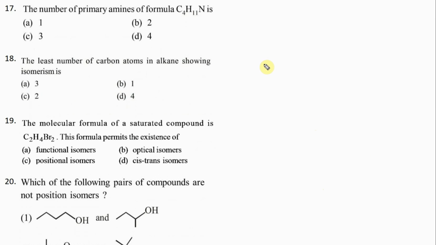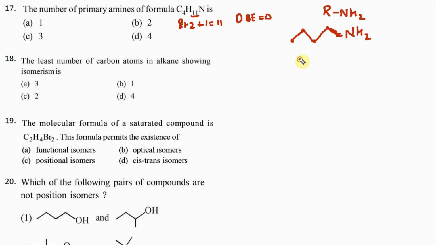Question number 17. The number of primary amines of the formula. First thing we want to again figure out is double bond equivalent. How much will it be? 2 times 4 is 8 plus 2 plus 1 nitrogen. 8, 9, 10, 11. So no double bond equivalent. Okay, DBE is 0. Now that I know, I want primary amine. Primary amine is nothing but R NH2, correct? So what all can I have as R with 4 carbons? I can have 1, 2, 3, 4 with nitrogen. Now just draw the R. 1, 2, 3, 4, and NH2 will be with it. Now what all can I have? 1, 2, 3. I can have 1 carbon here.